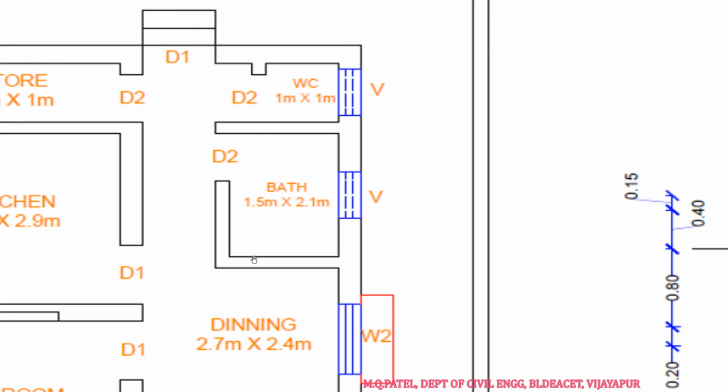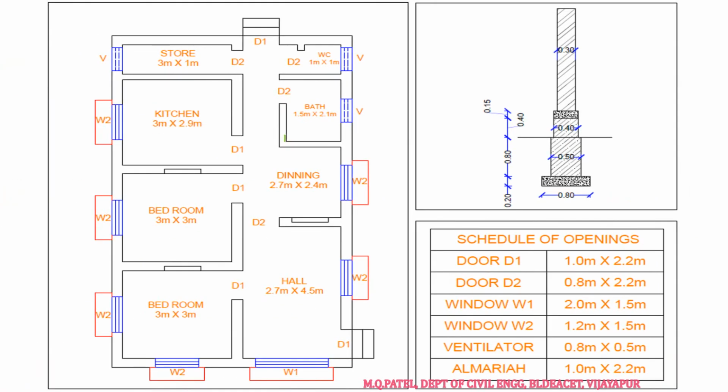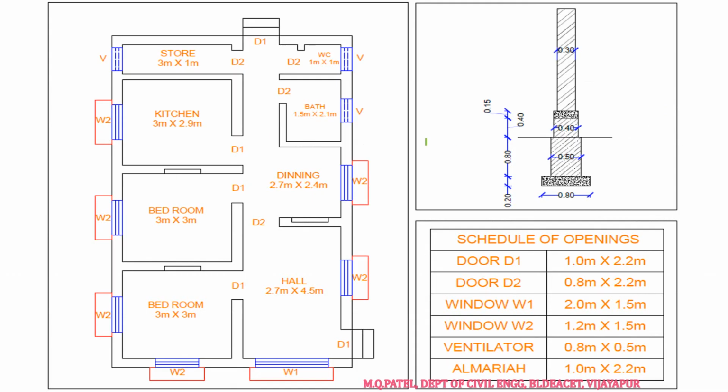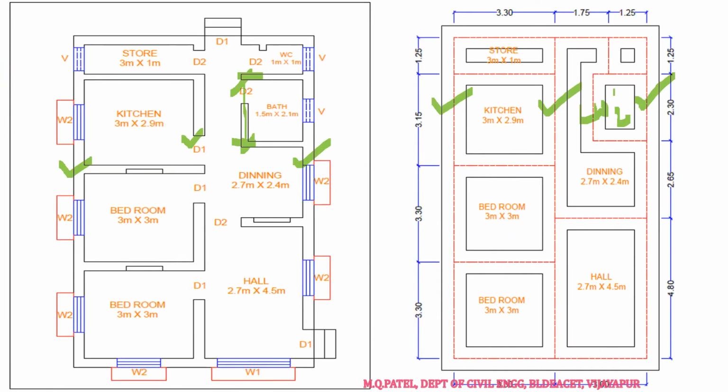2.1 is the clear distance plus 0.1 here plus 0.1 at the top. So therefore the center to center length will be 2.3 meters, right? Here you can see this center to center length is 2.3 meters, right?